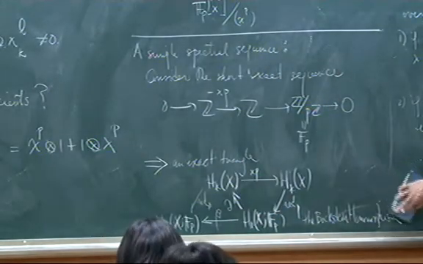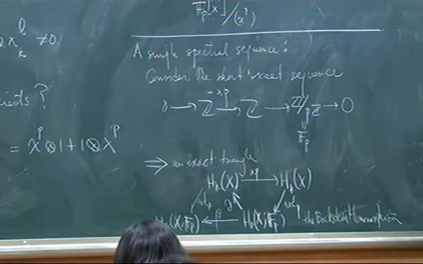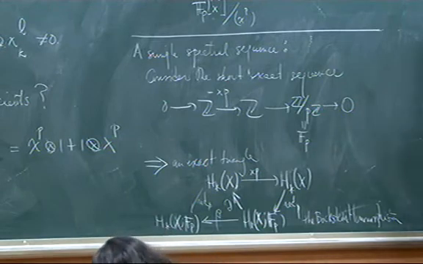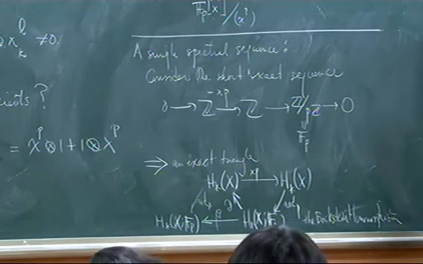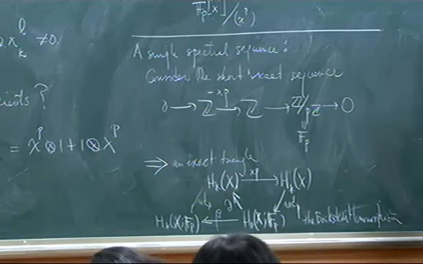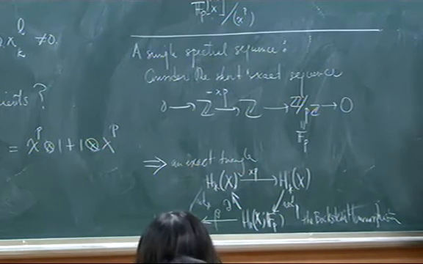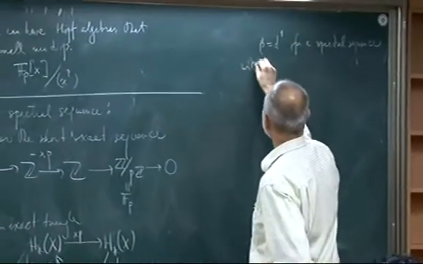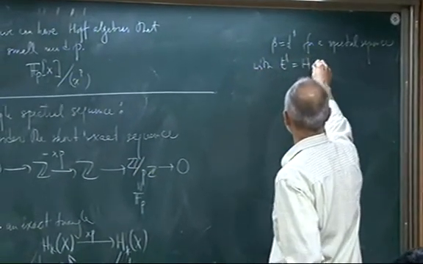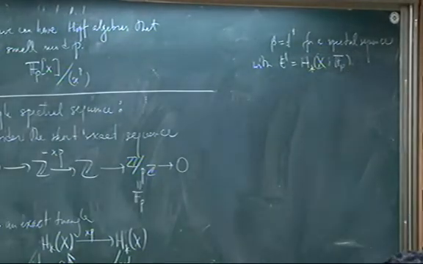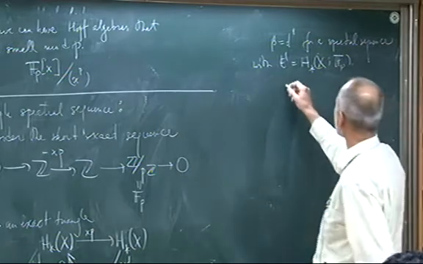So the Bockstein homomorphism then leads to a, this is d_1 for a spectral sequence with E_1 equal to the homology of X with coefficients in the field of p elements. And then, of course, one has to ask, to what does this converge?